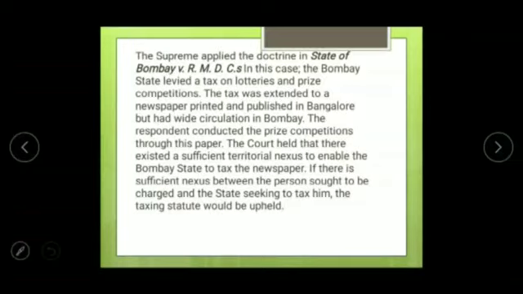Then Supreme Court applied this doctrine in State of Bombay versus RMDC. Case is given in this. Now what does happen in this case? Bombay state levied a tax on lotteries and prize competition. The tax was extended to a newspaper printed and published in Bangalore but had wide circulation in Bombay. So respondent conducted the prize competition through this paper. And court held that there existed a sufficient territorial nexus to enable the Bombay state to tax the newspaper.